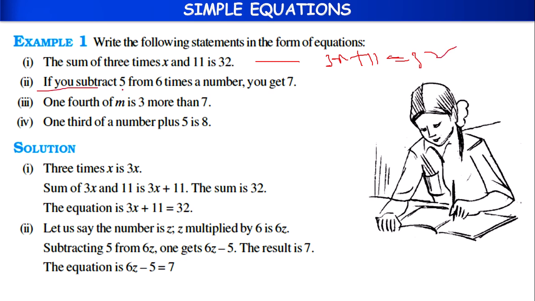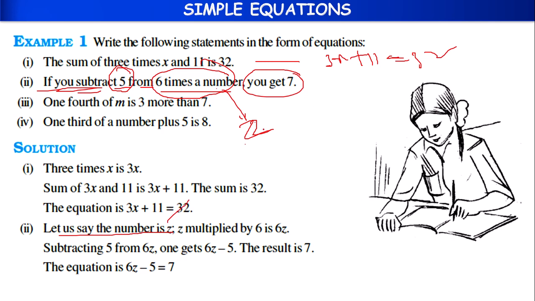If you subtract 5 from 6 times a number, you will get 7. What are you supposed to subtract? You subtract 5 from 6 times a number. What is that number? We don't know. We can assume it with one variable: z, x, y, any variable. Suppose the number is z.